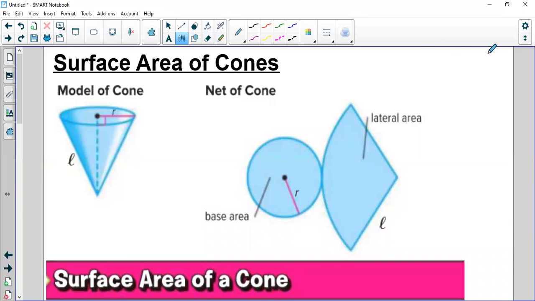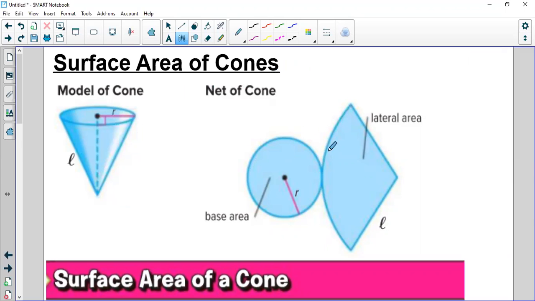All right, time to check out some surface area of cones. Cones are kind of funny because cones, unlike cylinders, don't have two circles. They have one circle. Remember, a cylinder had a circle and another circle at the other end, and then a rectangle that wrapped around between them. Well, if you were to unfold a cone, it looks like this. You get only one circle.